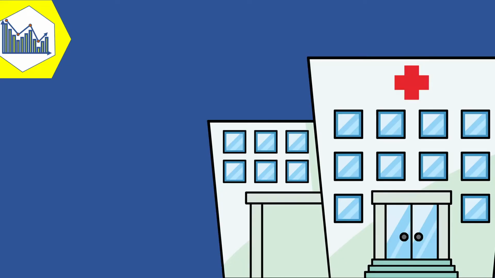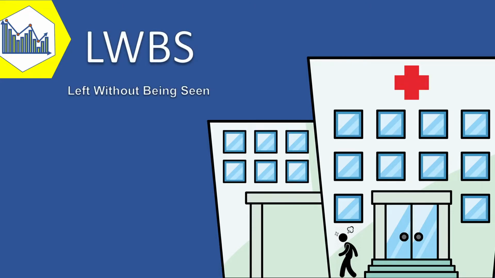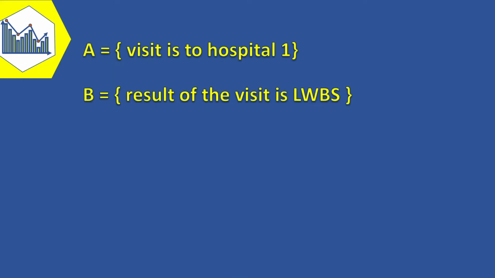People may leave without being seen by a physician, and those visits are denoted as LWBS. The remaining visits are serviced at the emergency department, and the visitors may or may not be admitted for a stay in the hospital. Let A denote the event that a visit is to hospital 1, and let B denote the event that the result of the visit is LWBS.